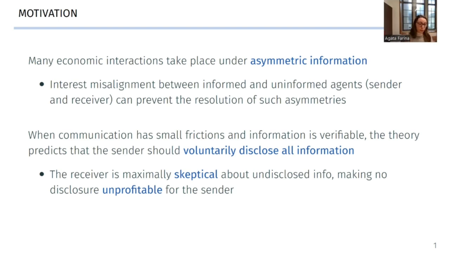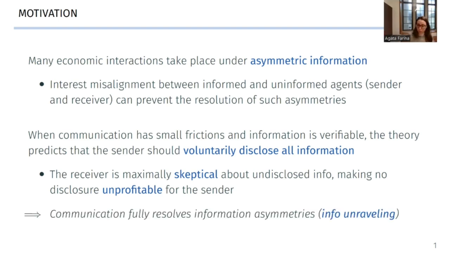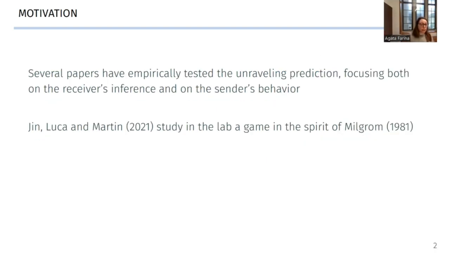This triggers a downward adjustment of the receiver's inference, and this process goes on until the receiver becomes maximally skeptical about the undisclosed information, and withholding any type of evidence becomes completely unprofitable for the sender. This implies that in this setting, communication is able to fully resolve the information asymmetries, and this result is referred to as information unraveling.